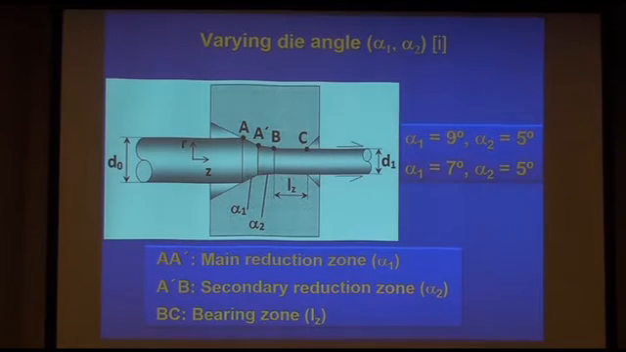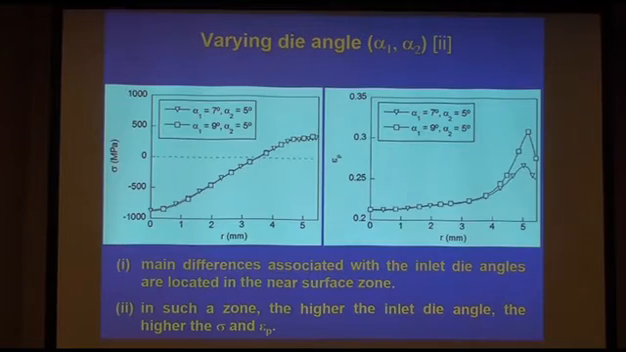Let's go to this non-conventional, innovative drawing procedure with varying diameter. In this case, there are 2 zones, the main reduction zone, the secondary reduction zone, and the bearing area, and 2 angles. We check in the analysis 2 possibilities. First, angle 9 degrees to 5 degrees, and a softer drawing, a more careful drawing, with 7 to 5 angles.